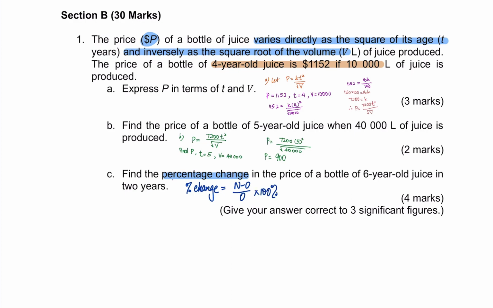Now what is our new and what is our old? We have to find the percentage change of the 6-year-old juice in 2 years. So now it is 6 years old, and after 2 years, what's the difference between them? You find the new one, and you also find the original one. The original one means the 6 years one. If it's 6 years old, what's the price, what's the volume? Let's write the equation for the 6 years old first. P, we don't know. Years, yes, we know it's 6. Do we know the volume? We also don't know. Just keep it there. So that's the original one. Now how about the 8 years old one?